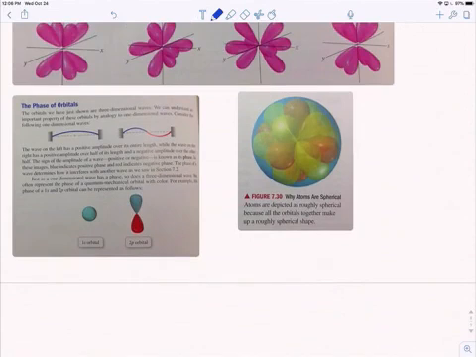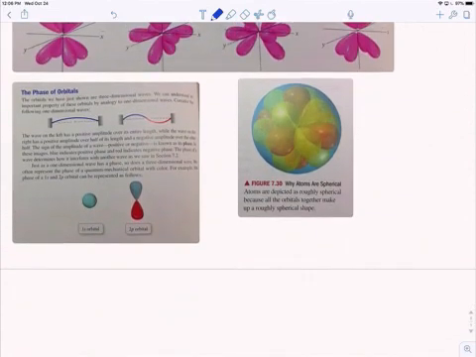And I already talked about the phase of the orbital there, positive and negative. That's important for bonding. Atoms mostly are spherical, so let me illustrate why they're spherical. Well, let's look at a couple electrons right here.